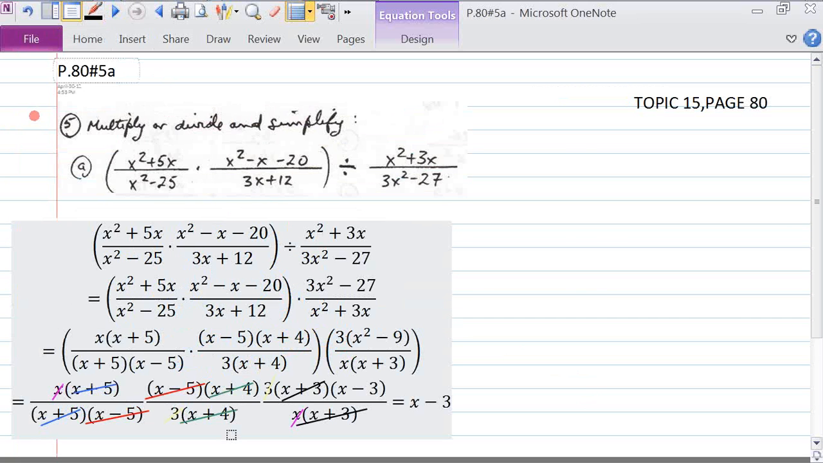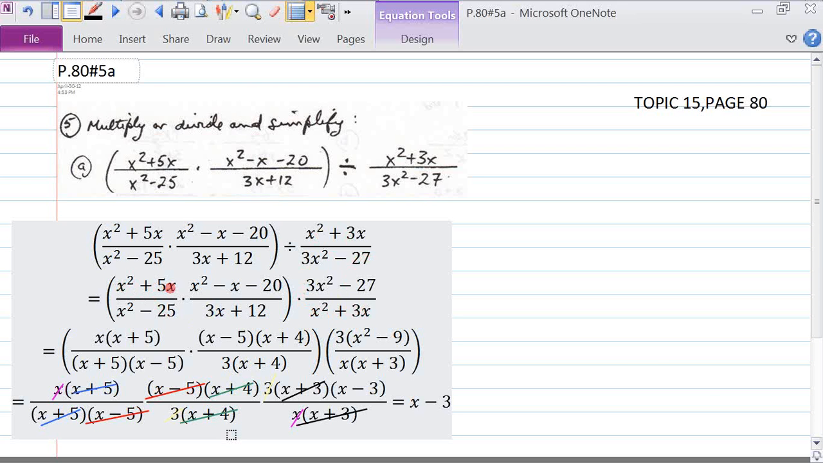Okay, so here we have multiply or divide and simplify. So the first thing we're going to do is just rewrite the problem. I'm going to change from this line to this line. I'm just going to flip and multiply. I'm going to move this up to the numerator, and this down to the denominator.